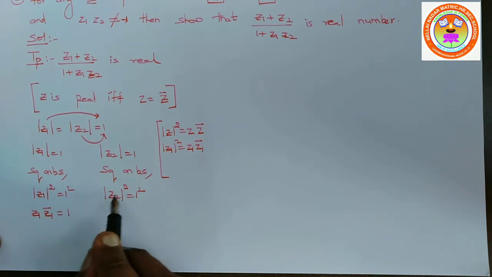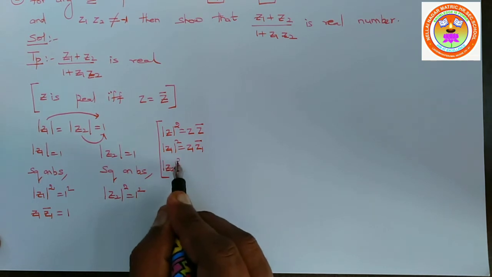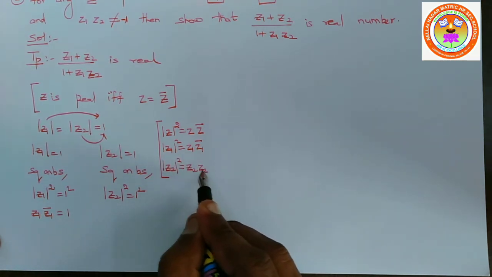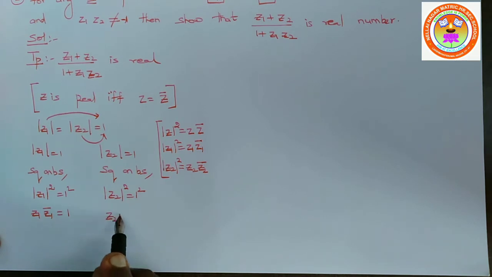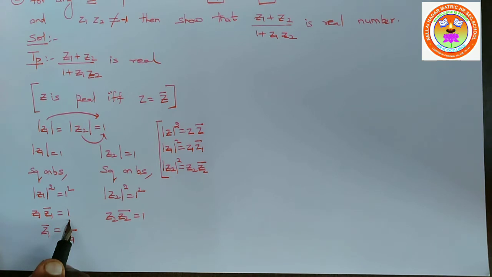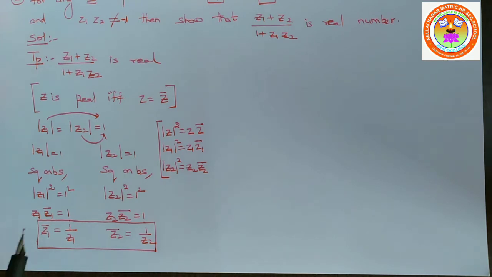The same here also, modulus of z2 square, so z2 times z2 bar is equal to 1 square, which is 1. Keep this condition as it is; otherwise you can write z1 bar is equal to 1 by z1. This z1 comes down. In the same way z2 comes down: z2 bar is equal to 1 by z2. This condition is very, very important to solve this sum. Nothing but z1 bar is equal to 1 by z1, and z2 bar is equal to 1 by z2.